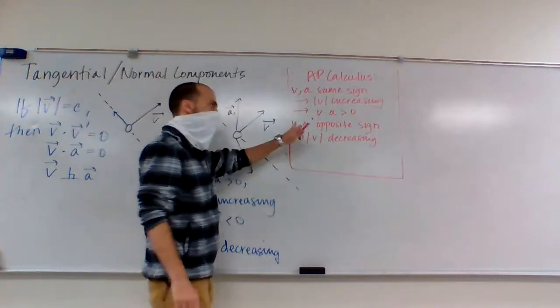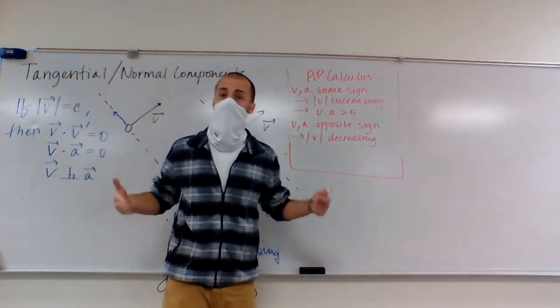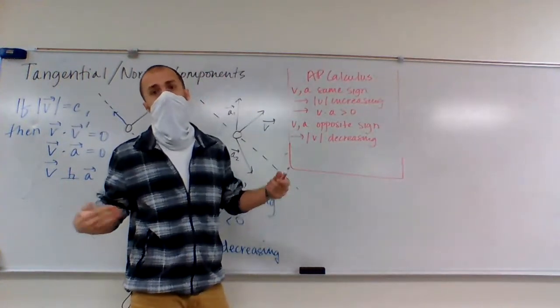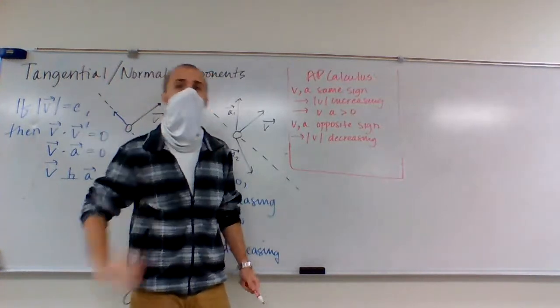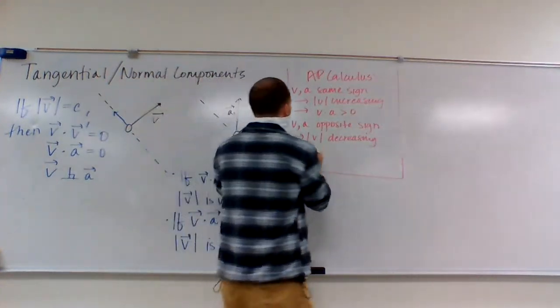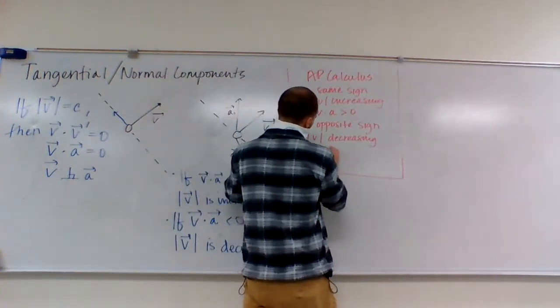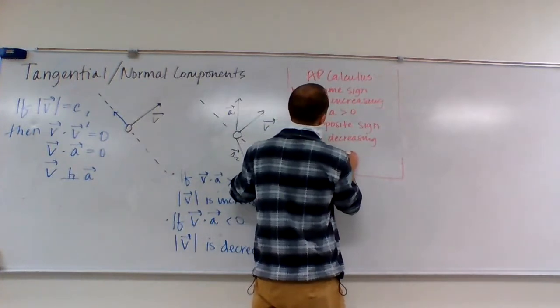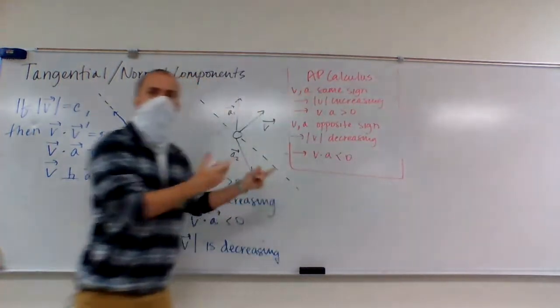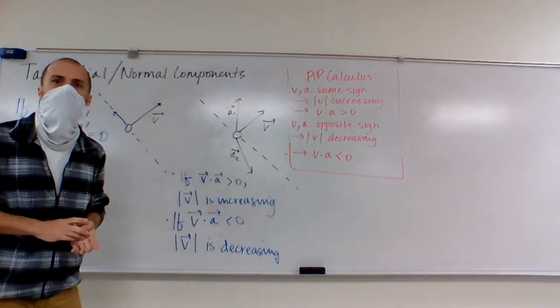And if they had opposite signs, well, then the speed would be decreasing because the speed, the absolute value of velocity, would be going closer to 0. It's either positive and decreasing or negative and increasing. So I'm going to say that v times a in this sense is less than 0. Just to kind of tie this back to what we did last year in AP Calculus.